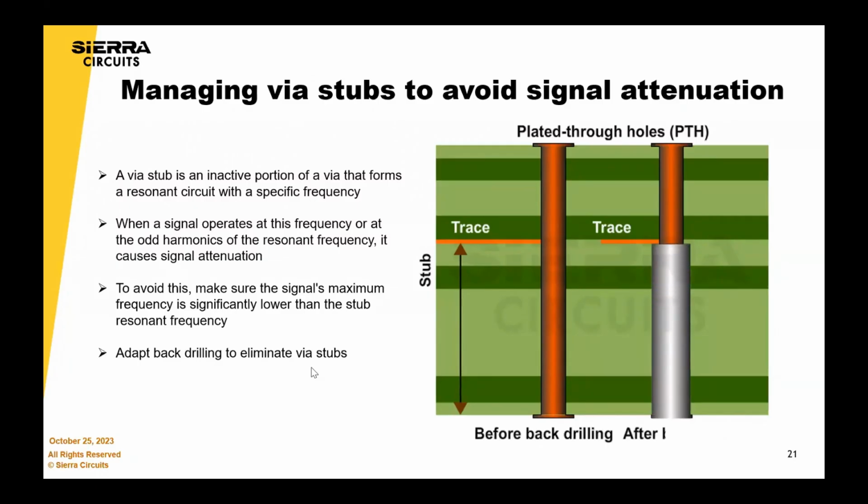A via stub is an inactive portion of a via that forms a resonant circuit with a specific frequency. When a signal operates at this frequency or at its odd harmonics, it can cause signal attenuation. To avoid this, make sure the signal's maximum frequency is significantly lower than the stub resonant frequency. And you can always adopt backdrilling to eliminate the via stubs.